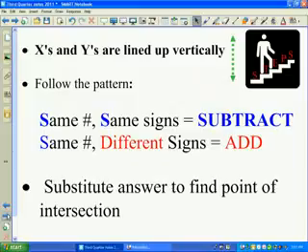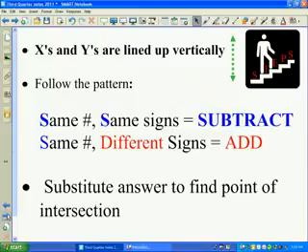Once you notice that your x's and y's are lined up vertically, follow this pattern. Same number, same signs, subtract. When you have the same number, I'm talking about the coefficients in front of the variable. If those numbers are the same, then you're going to take it a step further. Look at their signs. Is that number positive and the other number positive? If so, you're going to subtract your two equations, just like you did back in elementary school.